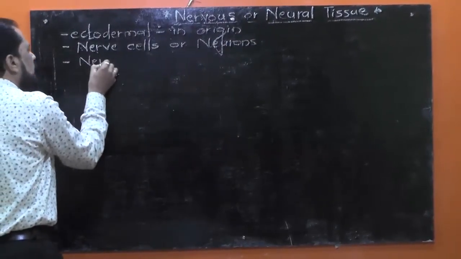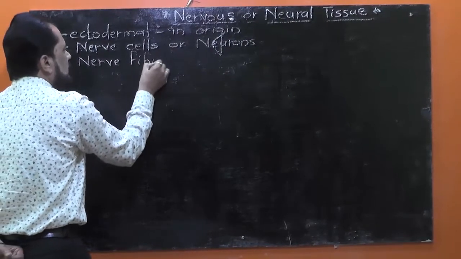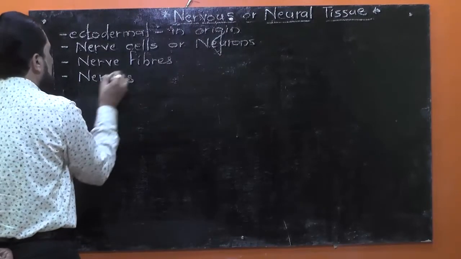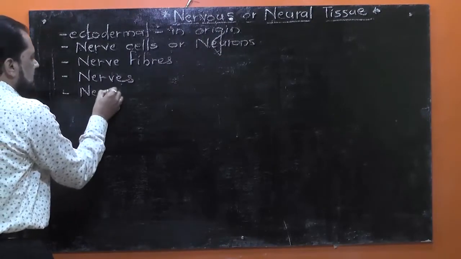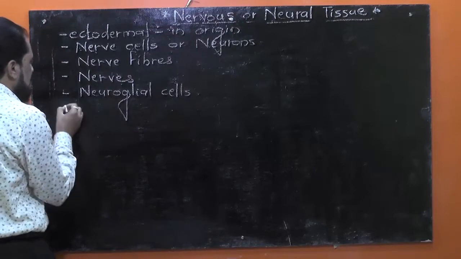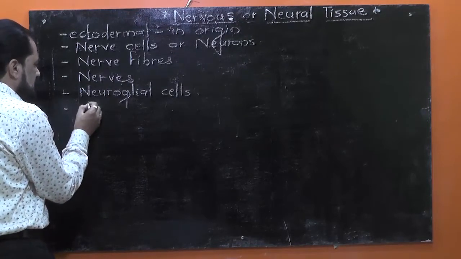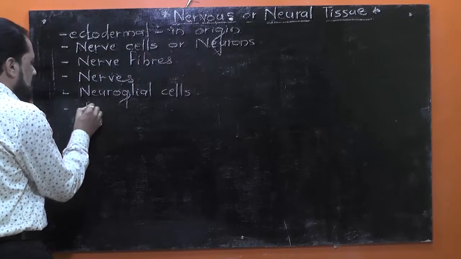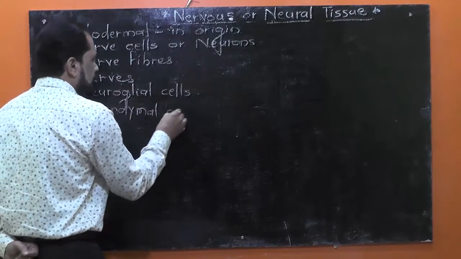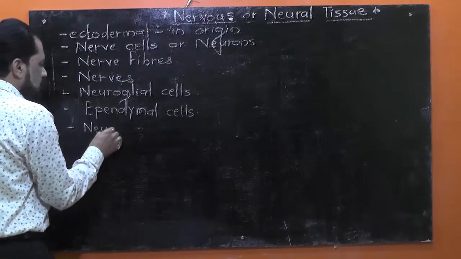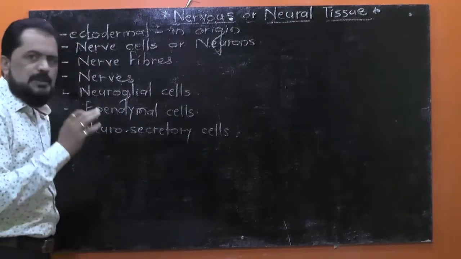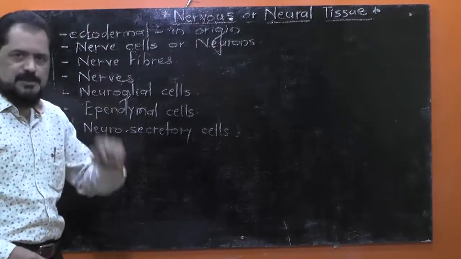Second, nerve fibers, then nerves, then neuroglial cells, these are packaging cells. Then there are certain epithelial cells called ependymal cells and neurosecretory cells. So these are the major components of the nervous tissue.